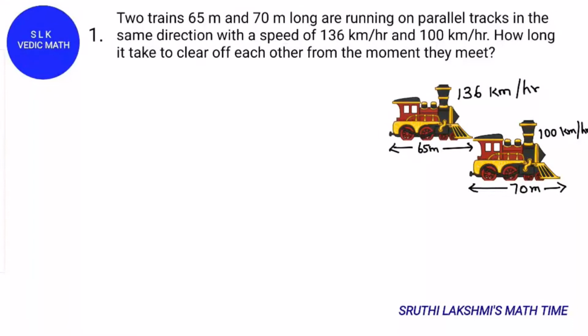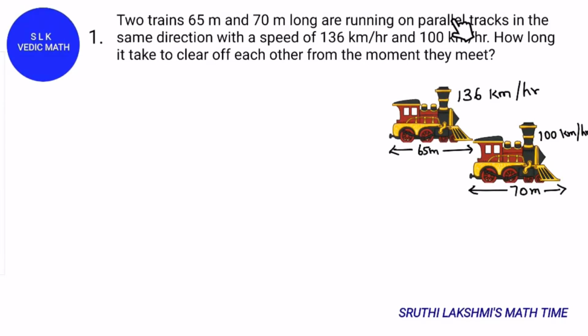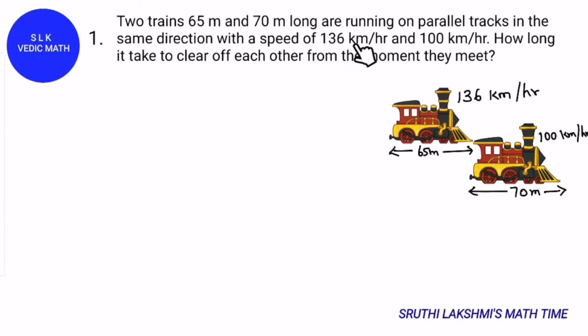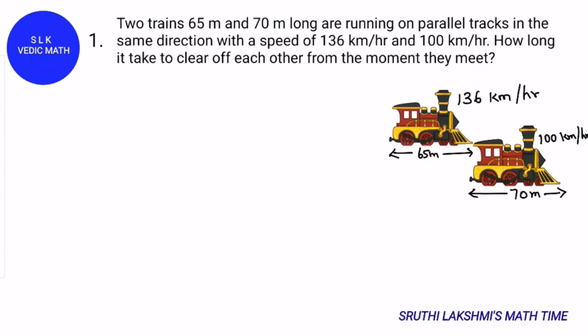Let's see a few problems for easy understanding. Problem 1. Two trains 65 meters and 70 meters long are running on parallel tracks in the same direction with a speed of 136 km per hour and 100 km per hour. How long will it take to clear off each other from the moment they meet?